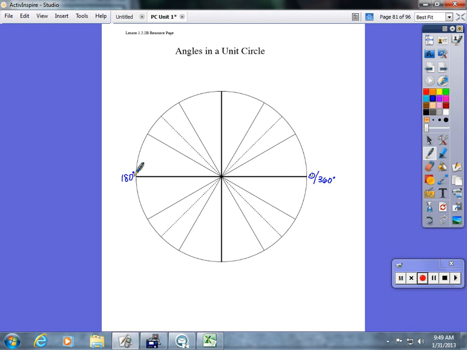Okay, if that's half of a circle, then this right here will be 1/4 of a circle, and you all know what kind of angle that is. That's a 90-degree angle. Okay, well, if that's 90 degrees and this is 180, 90 more makes 270.